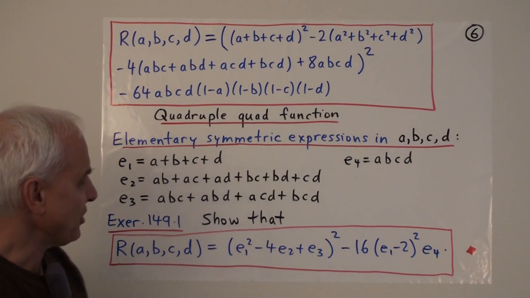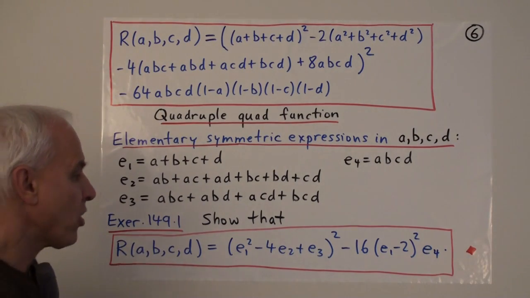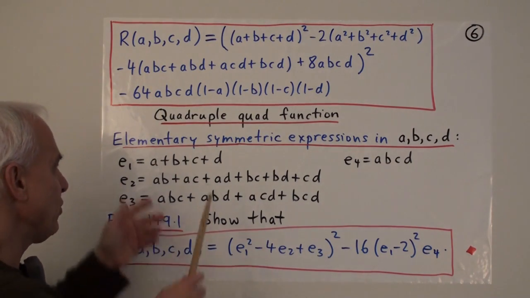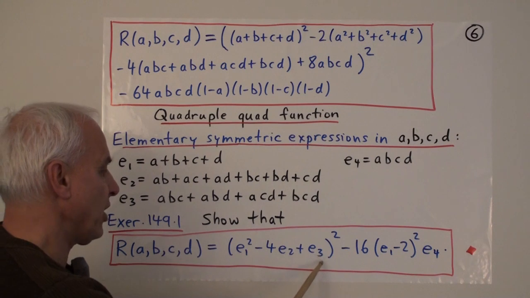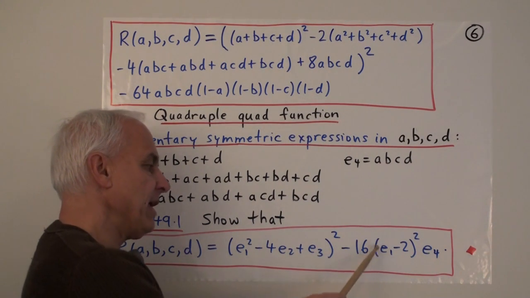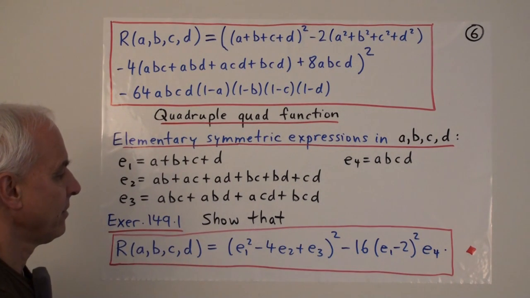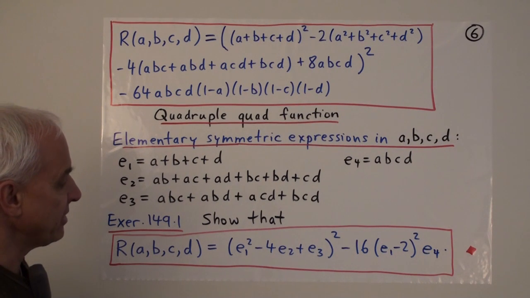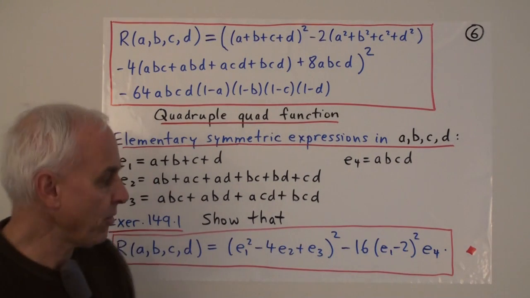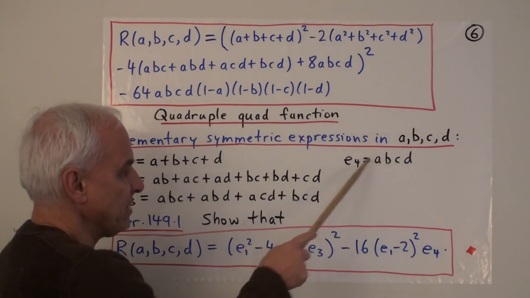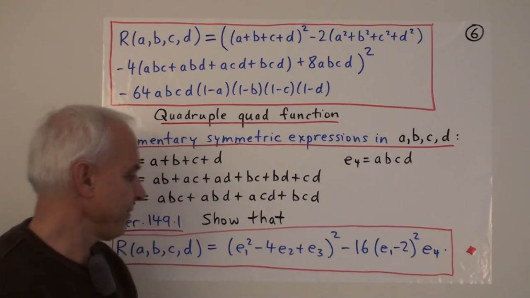Okay, so here's an interesting exercise for you to show that you can rewrite this thing here more compactly by using these as the building blocks. So we can write it as E1 squared minus 4E2 plus E3 all squared minus 16 E1 minus 2 squared times E4. It's a pleasant kind of thing. In particular, if, say you decided to set d equal to 0, well then this term here would become 0, so that whole term would disappear, and then you would just end up with this thing here. You might like to see what that thing is.